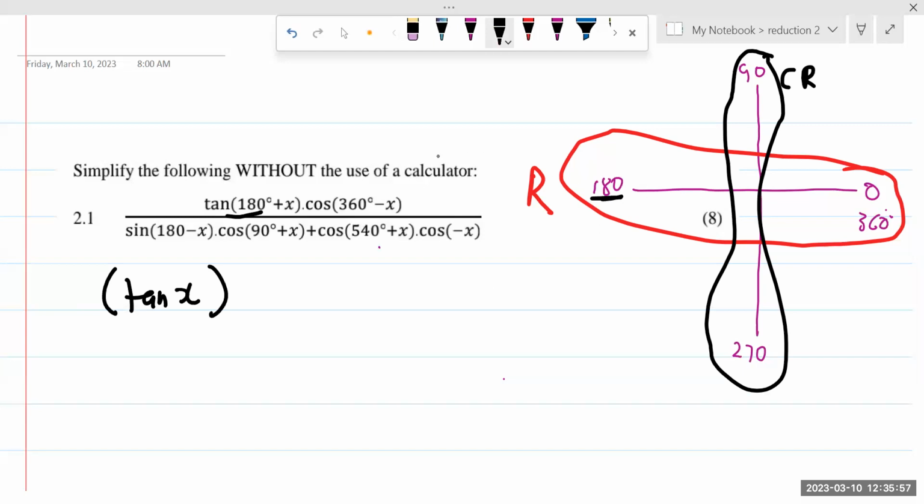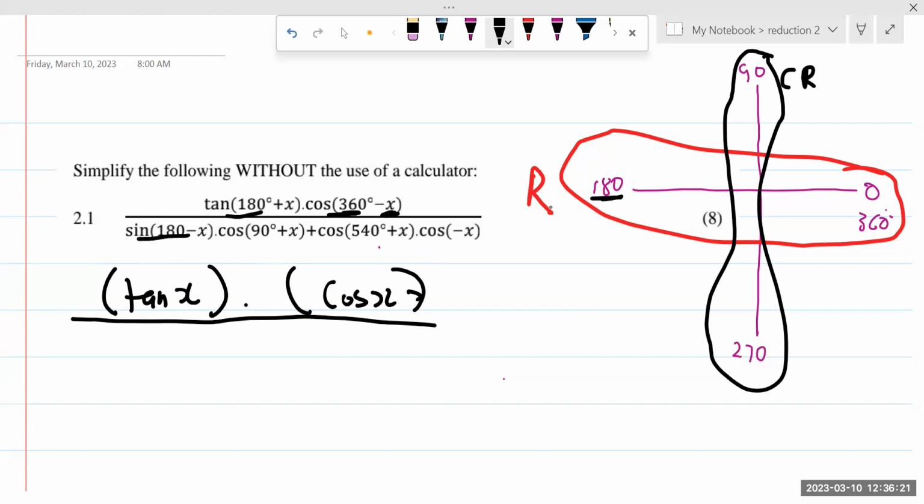Now, if we check the following, we check 360 here. What can you say about 360? Does it reduce or reduce and change? The only thing that it can do here is to reduce. So this thing here is going to be written as the cos of whatever angle is written there. So here we have cos x all over. We go to our denominator. Then we have 180. 180 is here. If it's there, it can only reduce. This thing can be written as the sine of x.